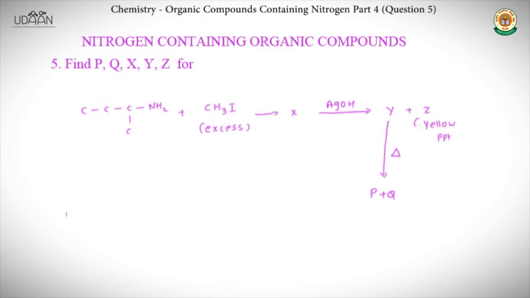Now let us try attempting this interesting looking question where you are asked to find out P, Q, X, Y, Z for a given sequence of reactions, where in the first one you have treated this compound, which is 2-butanamine, with excess of methyl iodide. You have said that you are going to get X, and you have then treated this with AgOH, and you have told that you are getting Y and Z, where Z is a yellow precipitate, and later you have treated this Y at high temperature and you are going to get P and Q. You are asked to find out what are these things.